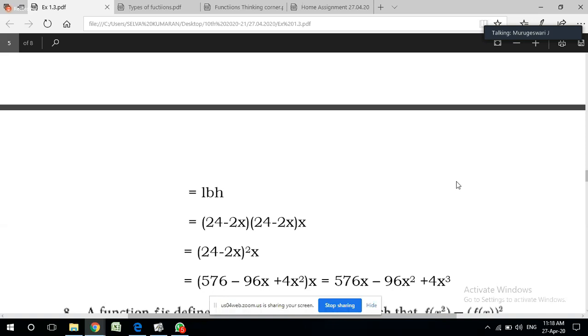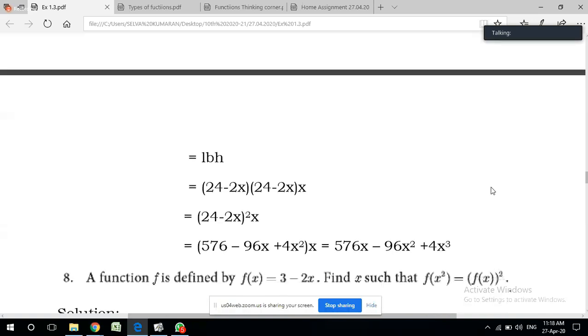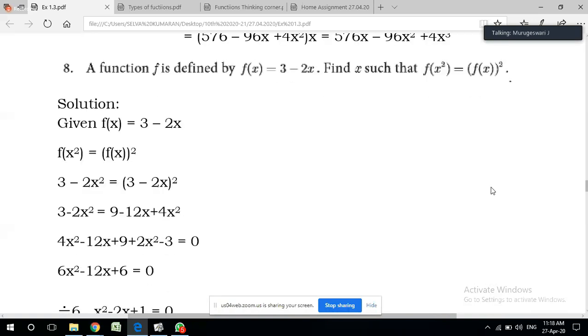Next, one. A function f is defined by f of x equal to 3 minus 2x. Find x such that f of x square equals f of x the whole square. f of x equals 3 minus 2x, isn't it? So find the value of x. What is the other thing given? f of x square equals f of x the whole square.